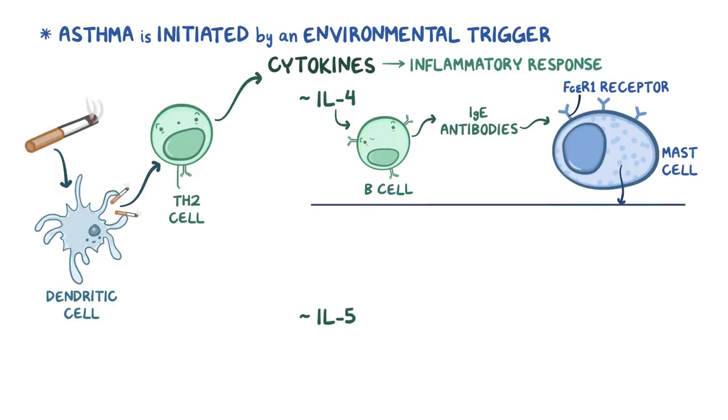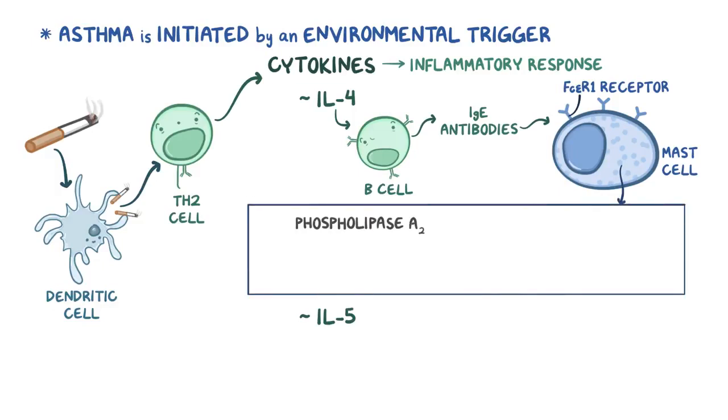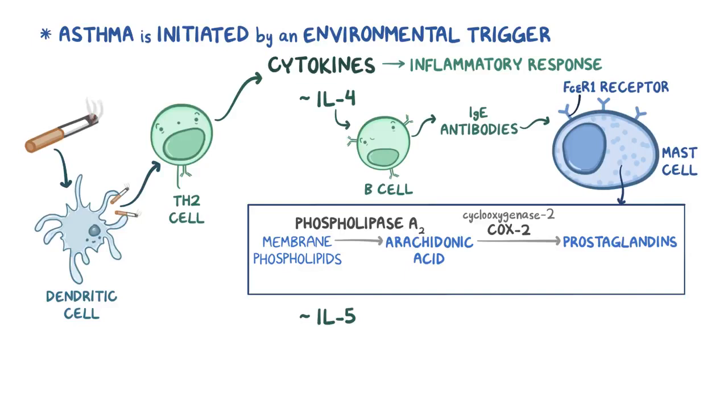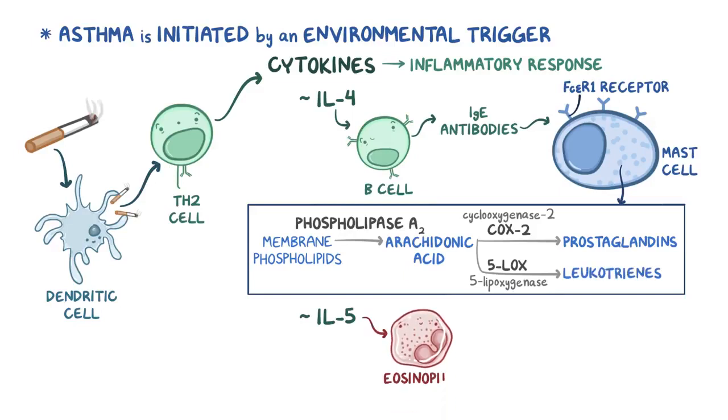These mast cells use an enzyme called phospholipase A2 to take membrane phospholipids and make a 20-carbon polyunsaturated fatty acid called arachidonic acid. Arachidonic acid is then metabolized by two important enzymes. One is cyclooxygenase 2, or COX-2, which makes prostaglandins. Another one is 5-lipoxygenase, or 5-LOX, which makes leukotrienes. Now, IL-5, on the other hand, activates eosinophils, which promote an immune response by releasing more cytokines and leukotrienes.